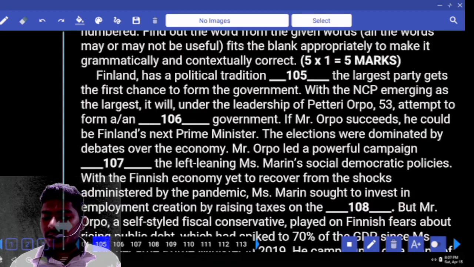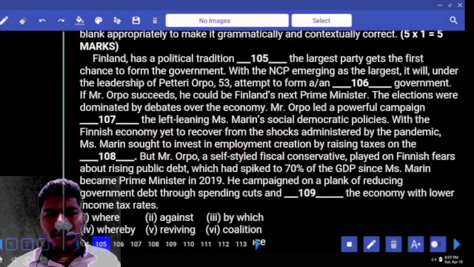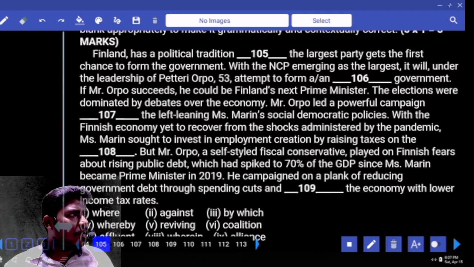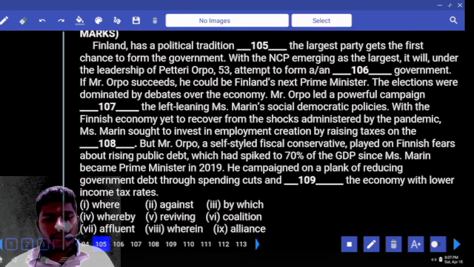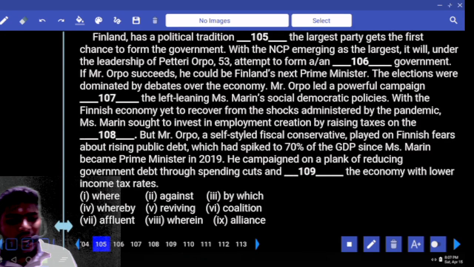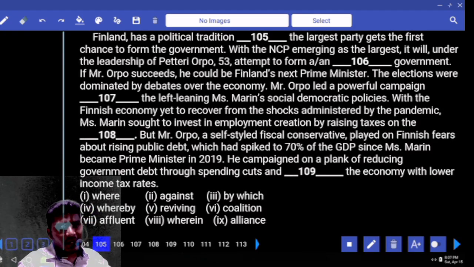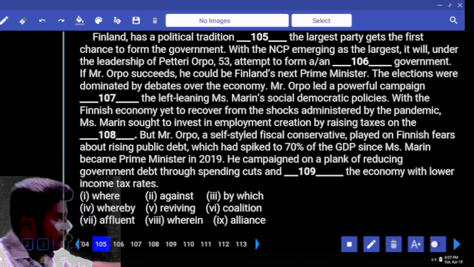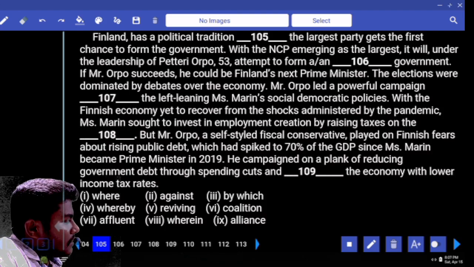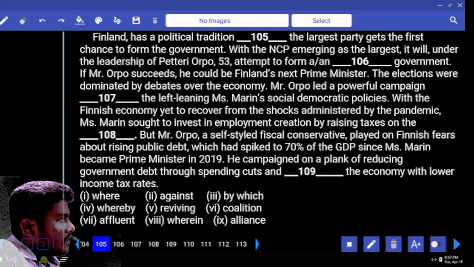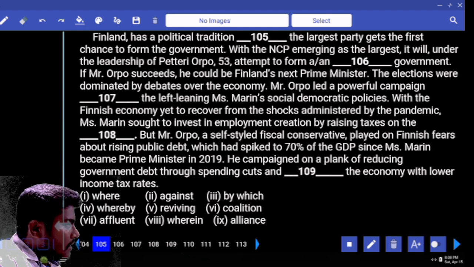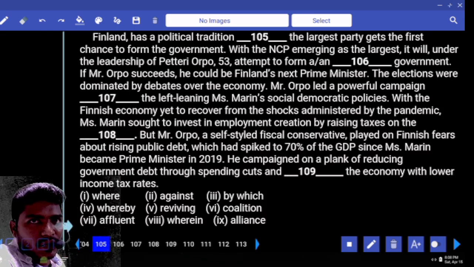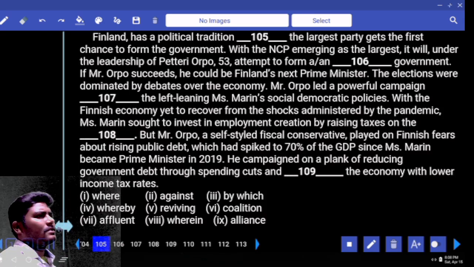Next one, we got this type of question yesterday, right? Yesterday, is it? Okay. First, I want you to read the vocabulary first, not the context. First one, where? Second one, against. Third one, by which. Fourth one, whereby. Fifth one, reviving. Sixth one, violation. Seventh one, affluent. Eighth one, wearing, alliance. That is the last one. Can you find out the synonyms in this?